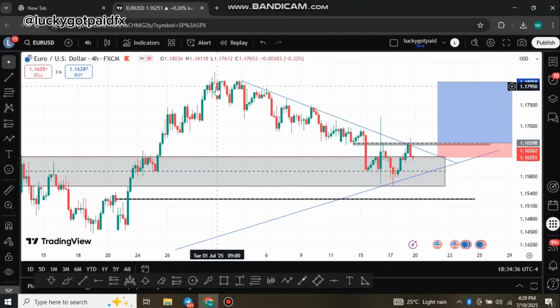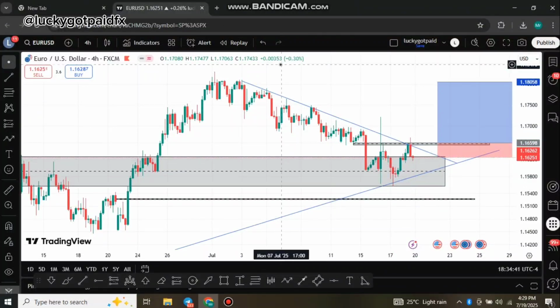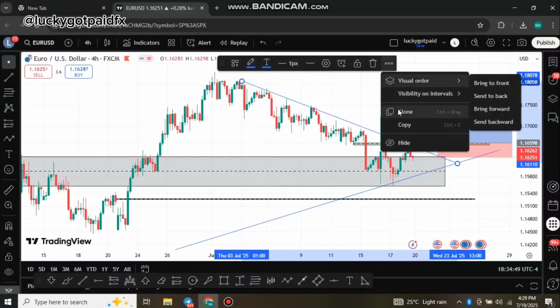But if you look at this third touch here, it gives us a confirmation, which is a continuation pattern to the upside. As you can see, let me clone this for you guys to see.